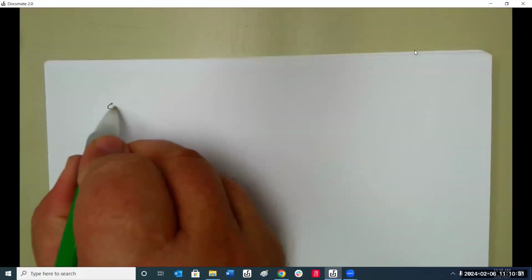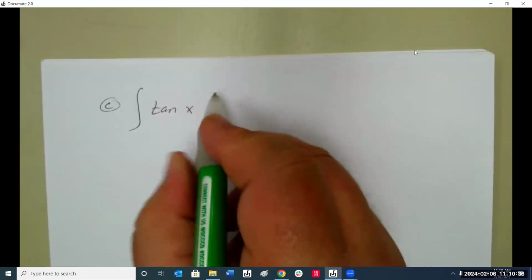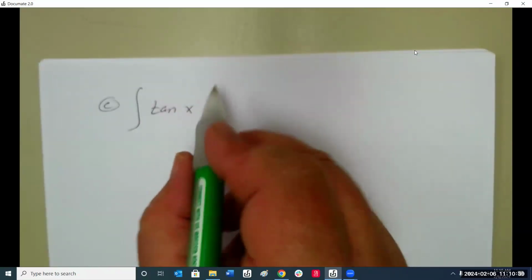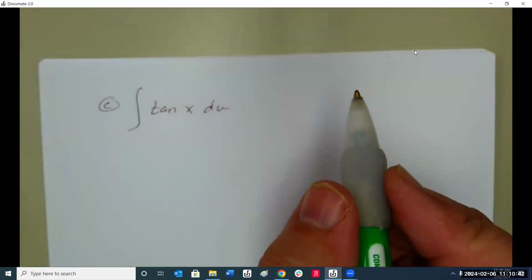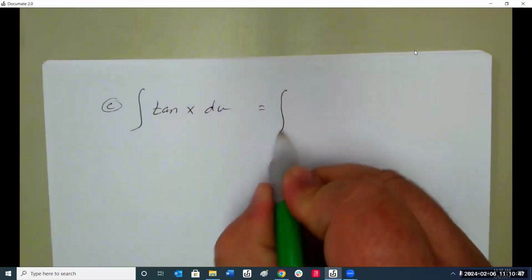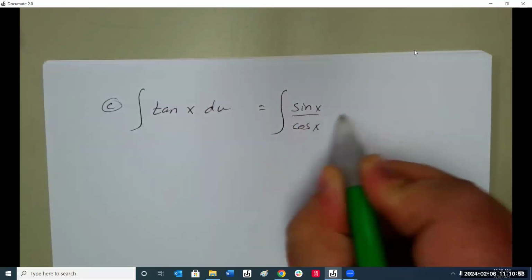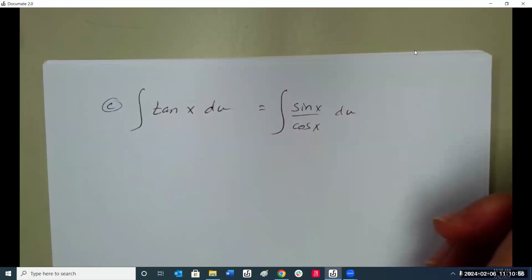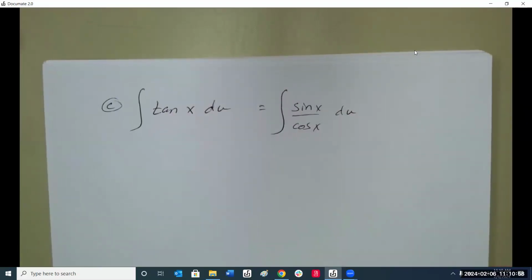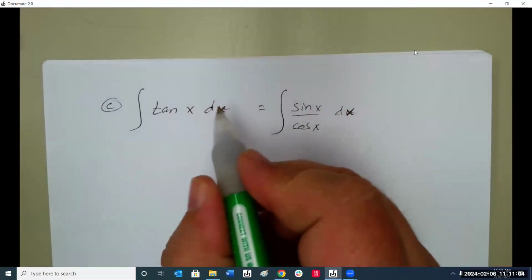And C, C is going to be the tangent. Integral of tangent x dx. So tangent is made up of sine over cosine. That should be dx. I don't know why it's du. That should be dx.